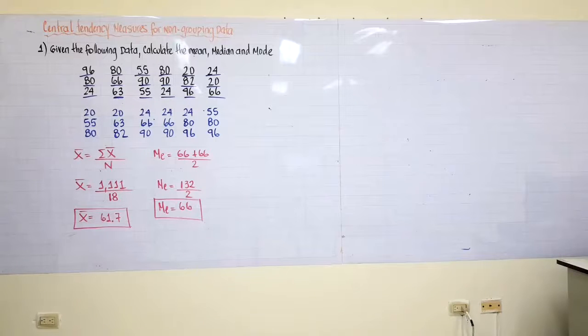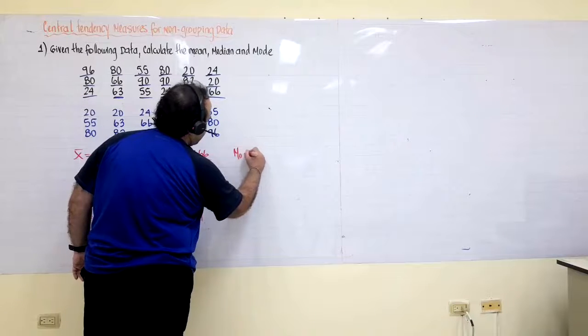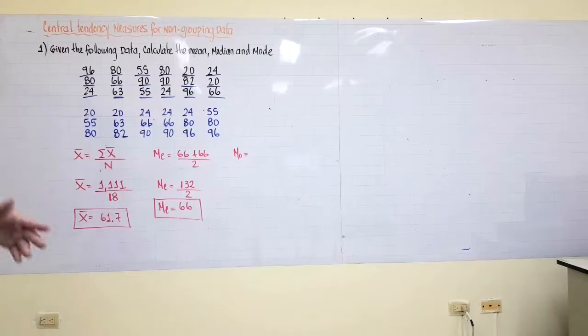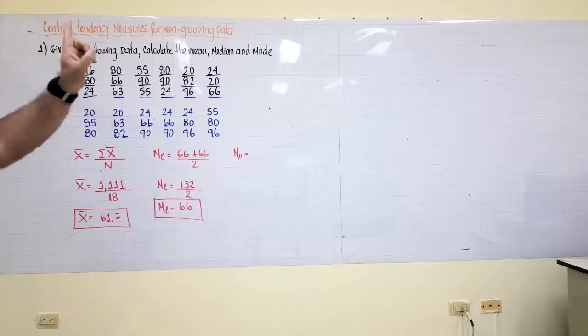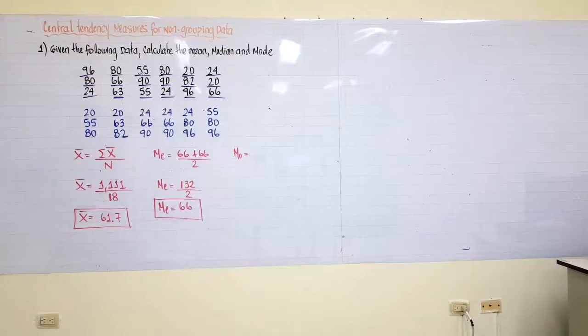Okay, the mode. Remember the mode. There is no process for the mode. The only thing that we have to do is identify the number or numbers that are repeated with the most frequency. So what will be? See the blue ones. That will be easier for you to identify the mode.